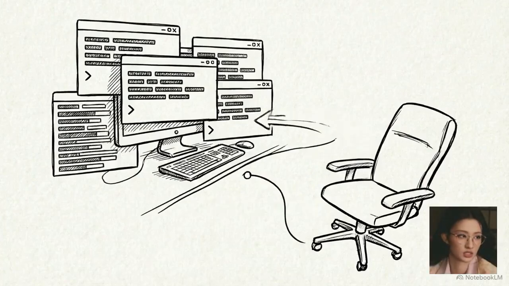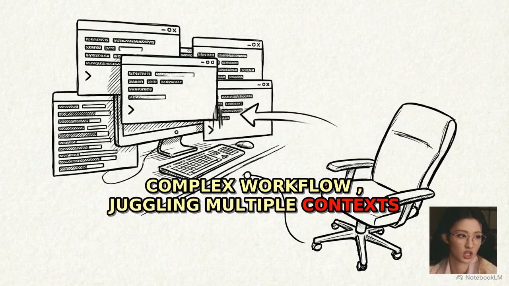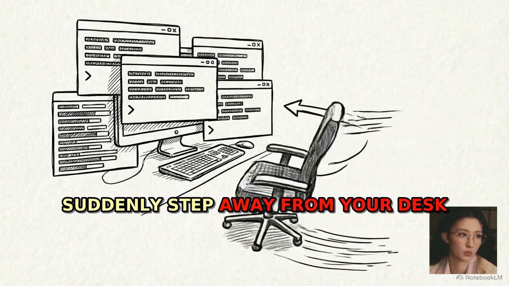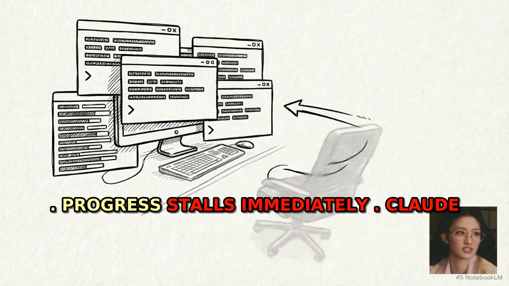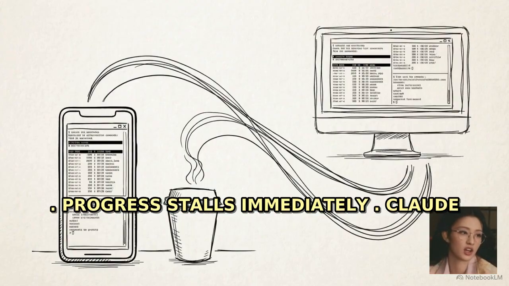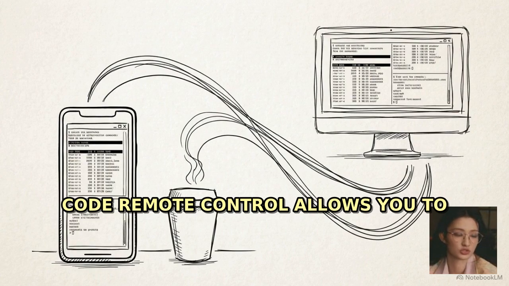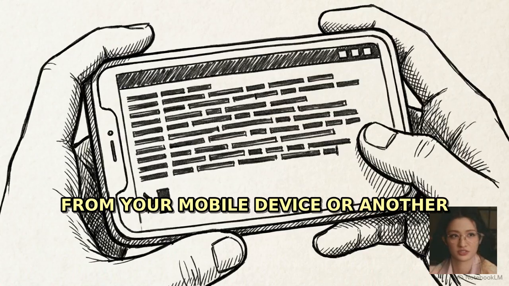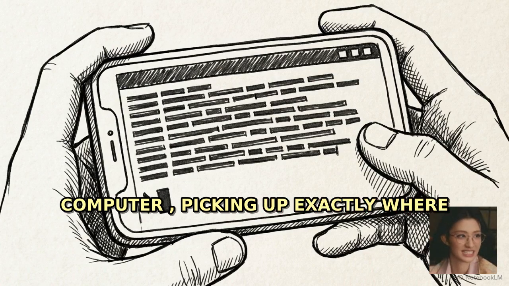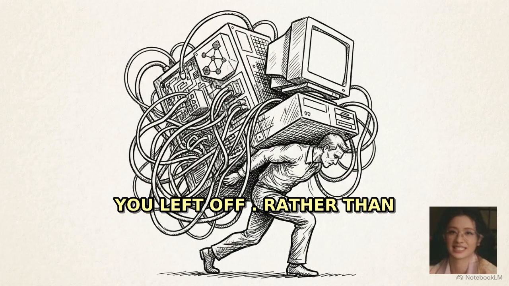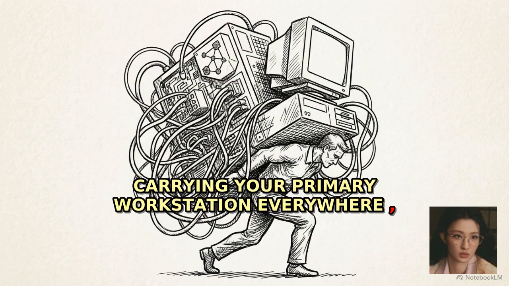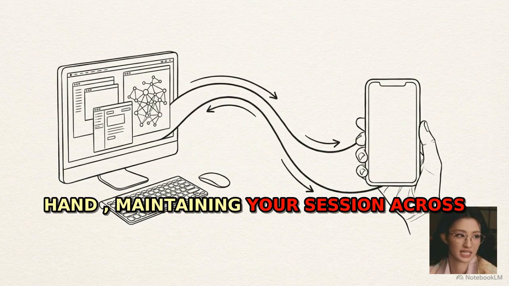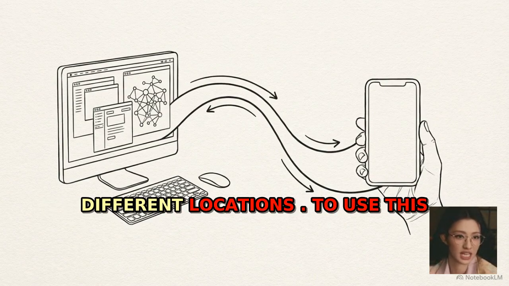You're deep into a complex workflow, juggling multiple contexts and active servers, when you suddenly step away from your desk. Progress stalls immediately. Claude Code Remote Control allows you to connect to an active terminal session from your mobile device or another computer, picking up exactly where you left off. Rather than carrying your primary workstation everywhere, you can extend its reach to whatever device you have in your hand, maintaining your session across different locations.